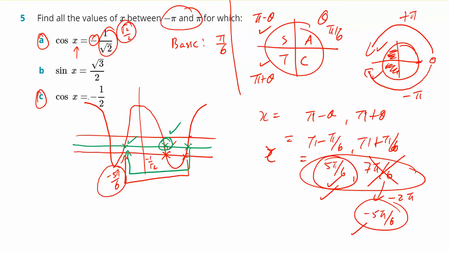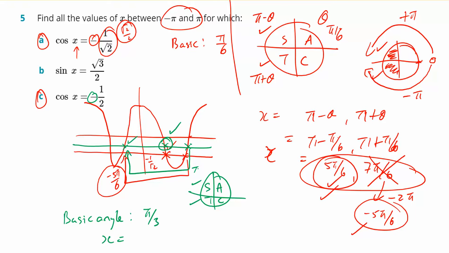Okay, so let's do this. Cos of what gives you 1/2? Cos of pi on 3 gives you 1/2. So the basic angle would be pi on 3. Then what you have to do is solve for it. Okay, so where is cos negative? Again, we did this before. ASTC, cos is negative in the second and third quadrant. That's pi minus theta and pi plus theta.